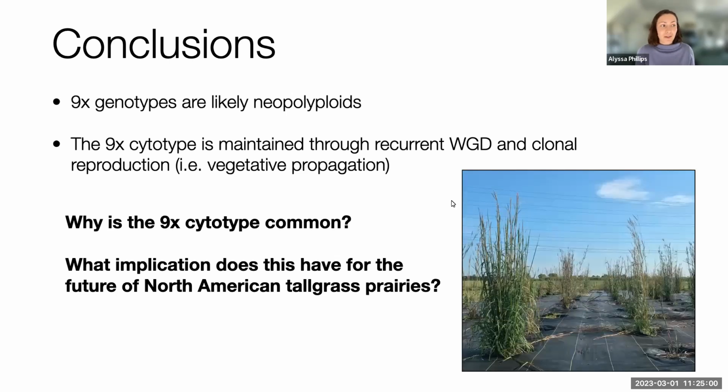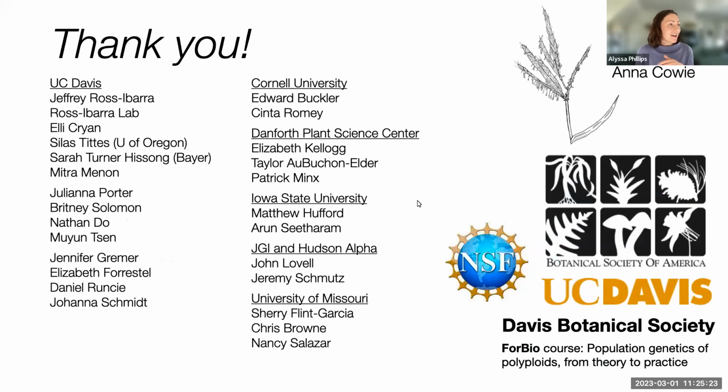And the other part of my dissertation is a common garden experiment where I'm looking at ecophysiological differences between the ploidy levels to try to understand, is there some kind of difference in relative growth between species, between the cytotypes or between populations that could be explaining this pattern as well? And with that, I'd love to thank all of my collaborators.